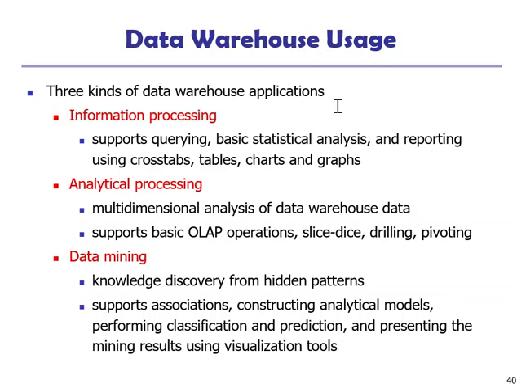How do we use a data warehouse? One is for information processing: support for querying, basic statistical analysis, charts and graphs. This is supported in all data warehouse applications, and is often called basic business intelligence platforms. Then there is online analytical processing, which we have mentioned many times. And you can also do data mining on a data warehouse application platform.